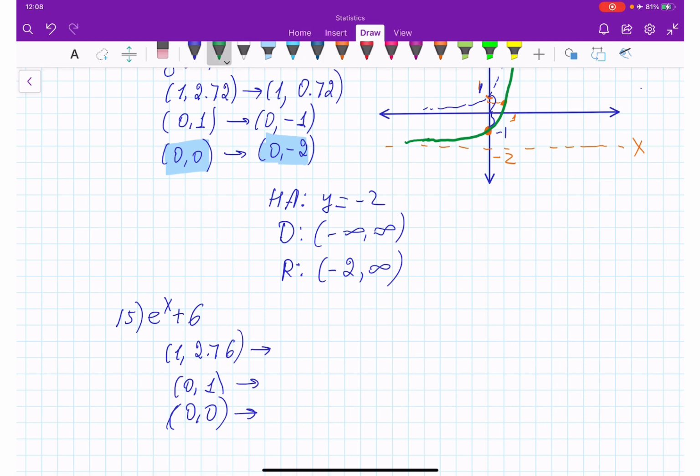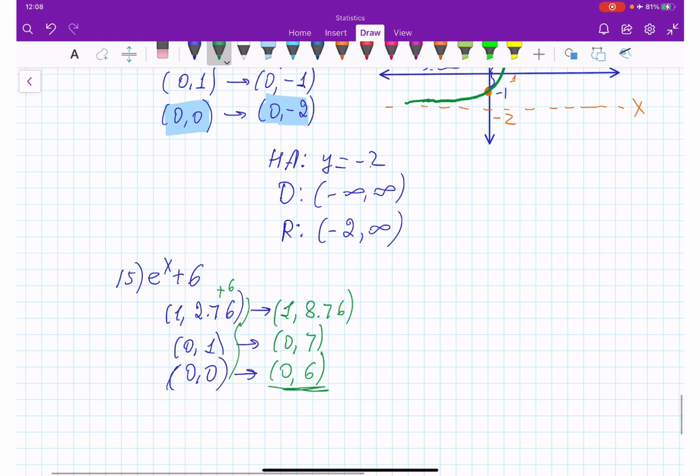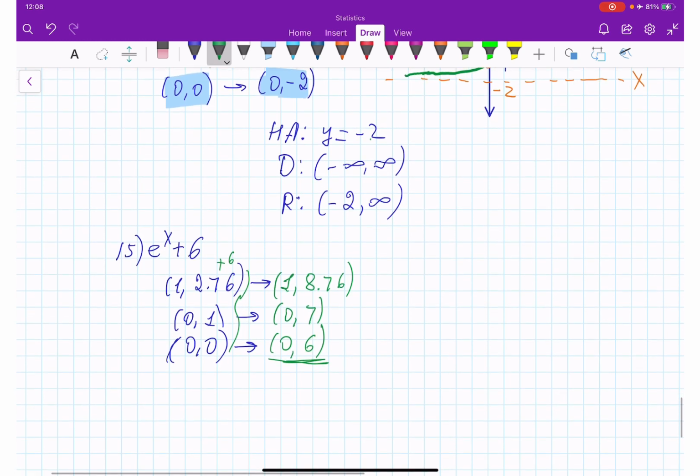So we are going to get y, we are going to plus 6. It's going to be 1 and 8.76. So we're going to do plus 6 throughout every single y. So it's going to be 0 and 7, and it's going to be 0 and 6. What is going to be this 6 that we have? Your new asymptote. Here is the graph.